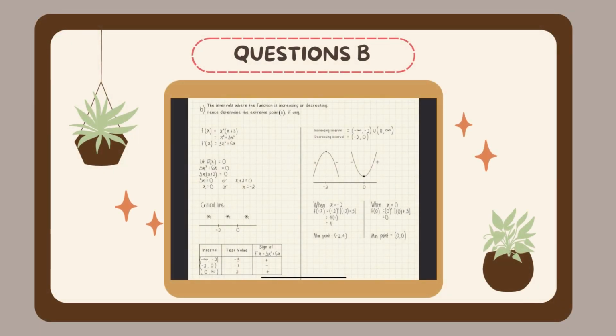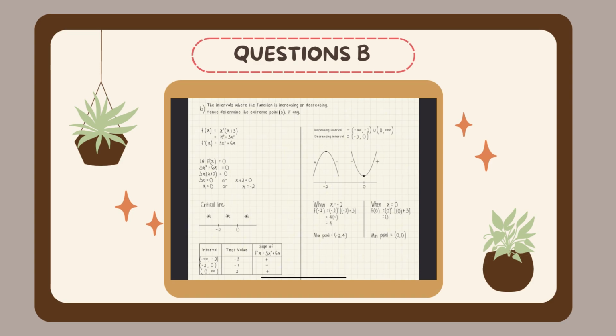Next, we will be answering question B, which is the intervals where the function is increasing or decreasing, hence determine the extreme points, if any. So what do we need to do to solve this question? The first step is that we need to find the derivative, which is f prime x. We take the equation from the question, x squared, x plus 3, and we expand it to get f prime x. The answer will be 3x squared plus 6x. And that's for step 1.